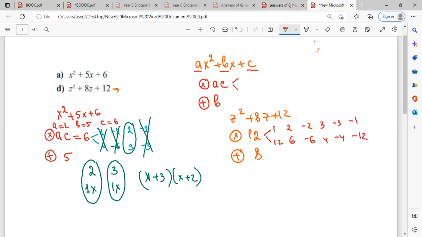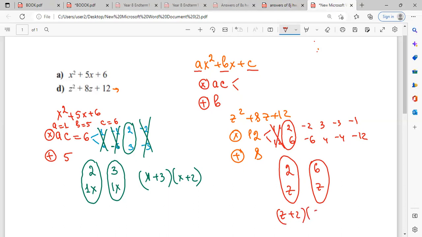Let's try. 1 and 12, no. 2 and 6, yes. You should take these values, 2 and 6. I'm writing them like that, and then look at z's coefficient, it's just 1, so I'm just copying z and z. You don't need to simplify because there is nothing to simplify. So z plus 2 and z plus 6. This is your final answer.